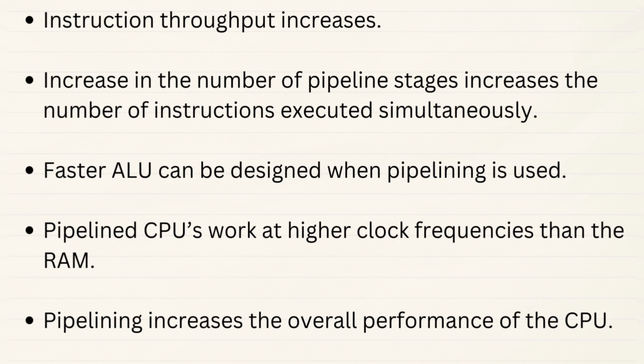Secondly, an increase in the number of pipeline stages increases the number of instructions executed simultaneously. Thirdly, a faster ALU can be designed when pipelining is used. Pipeline CPUs work at higher clock frequencies than the RAM. Lastly, pipelining also increases the overall performance of the CPU.